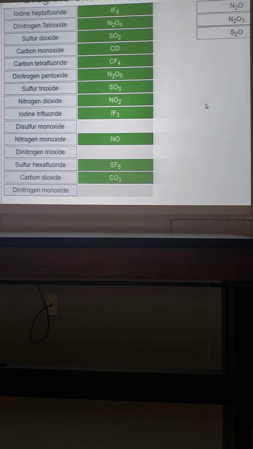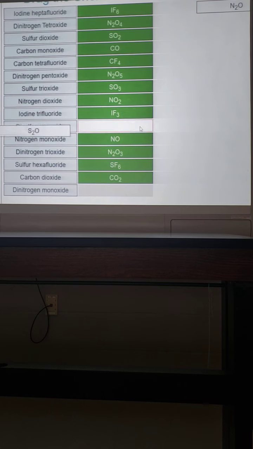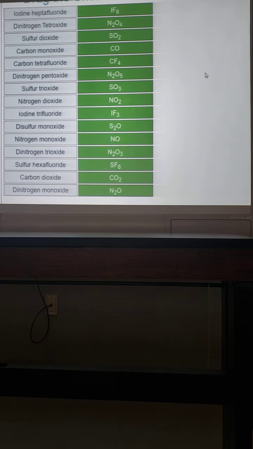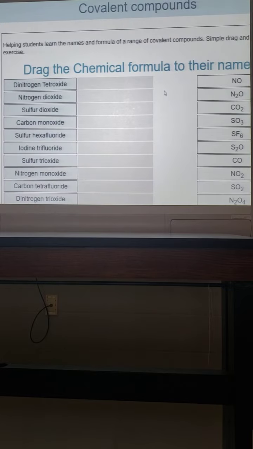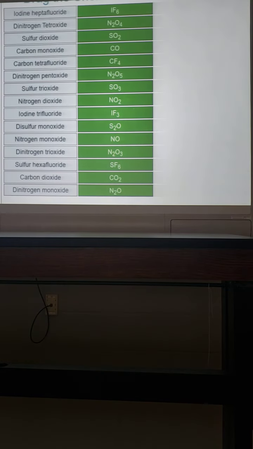All right, Egypt, you get to pick. Return the favor. N2O3 is dinitrogen trioxide. Good. Kanan. S2O is disulfur monoxide. And dinitrogen monoxide. Awesome.